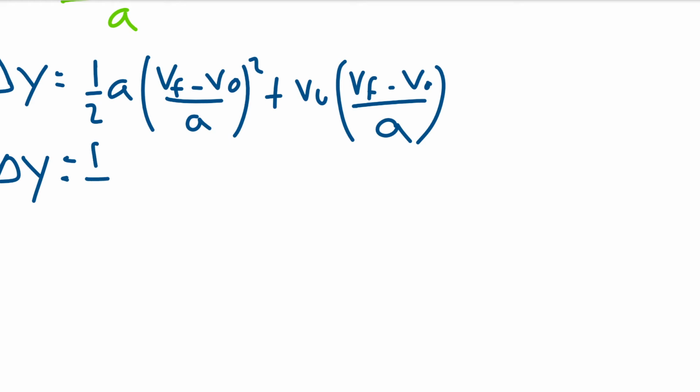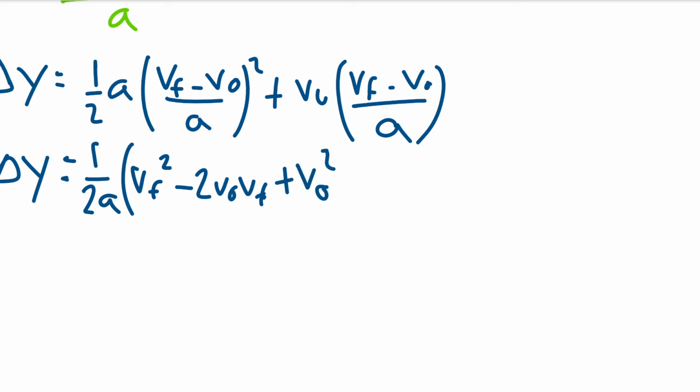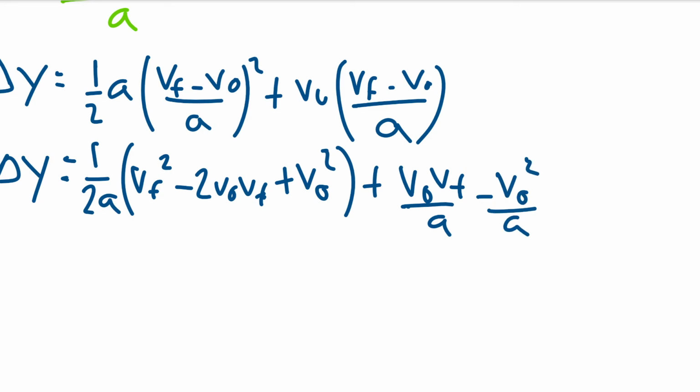I'm going to substitute out the acceleration from the first parenthesis that was where we substituted in for t squared. And then I'm going to multiply that by a, so I have a times 1 over a squared, which ends up being 1 over 2a times the quantity vf squared minus 2 v naught vf plus v naught squared, plus v naught v sub f over a minus v naught squared over a.